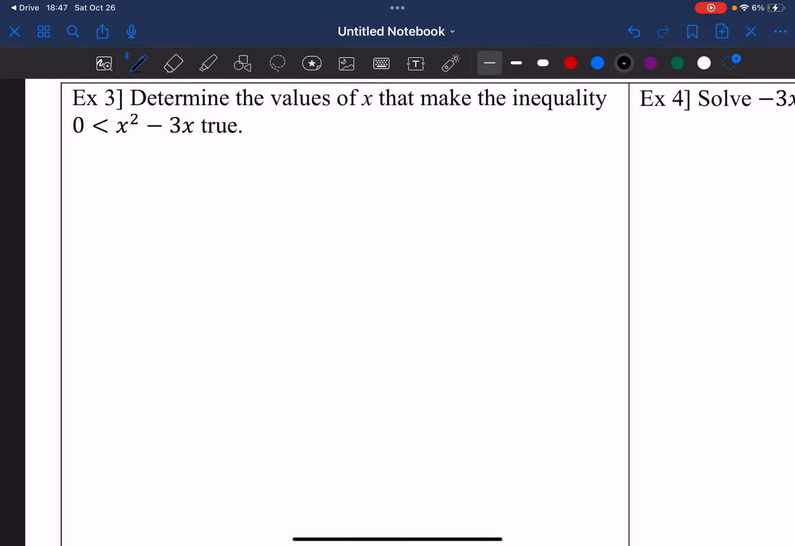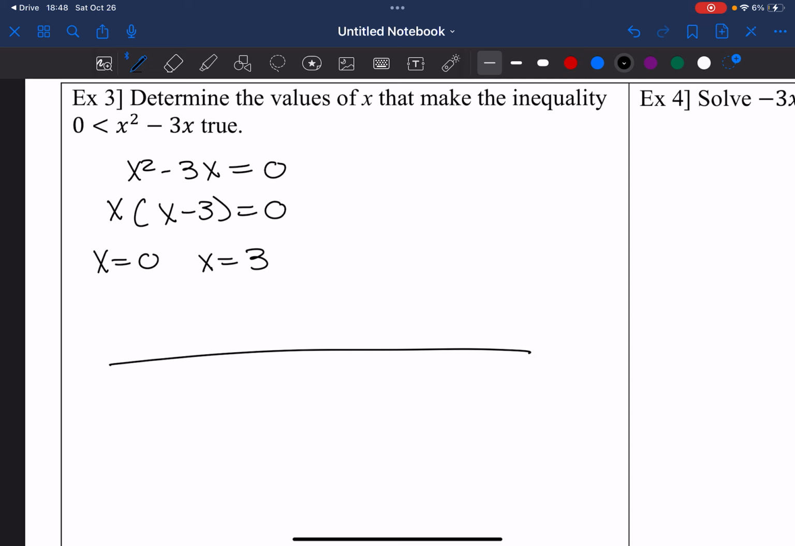Example 3 says determine the values of x that make the inequality true. So our first step is to make this an equal sign. So I have x squared minus 3x equals 0. I can take the GCF of x out and I get x times (x minus 3) equals 0, which means I have x is equal to 0 and x is equal to 3.